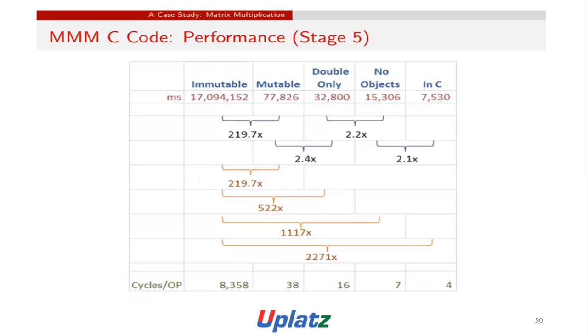So we have immutable, mutable, double only, no objects in C. So we get a performance improvement of 2271x, reducing from 8358 to 3816.74.